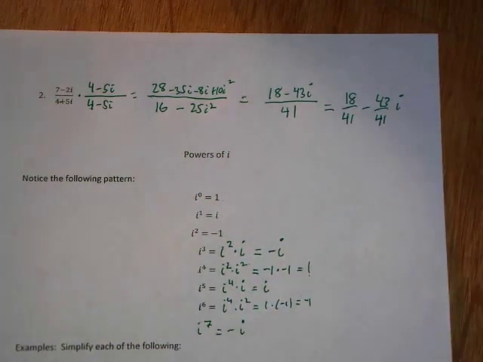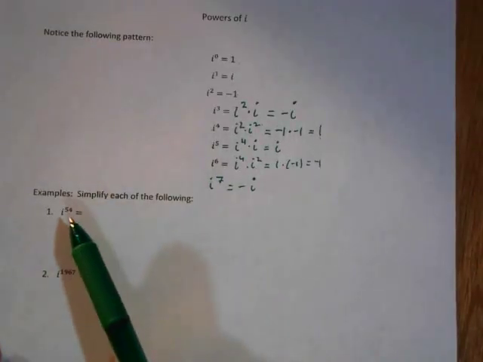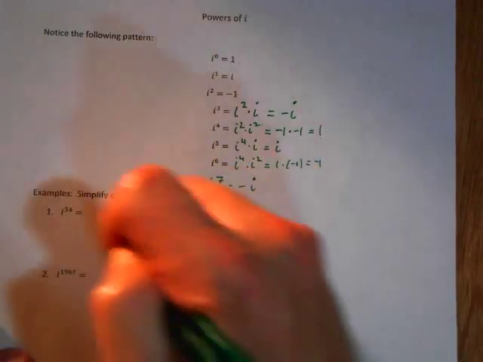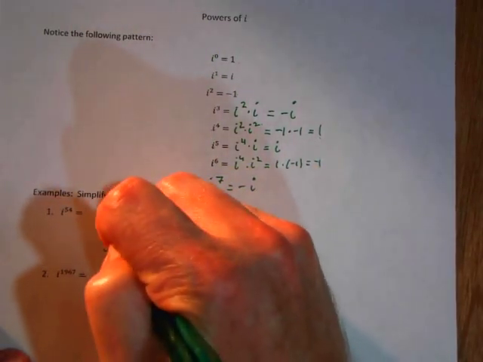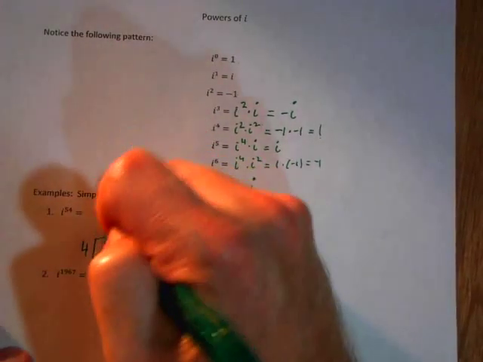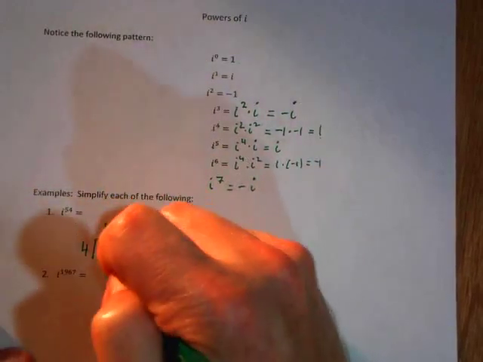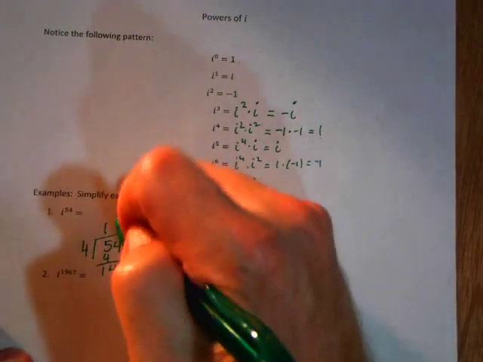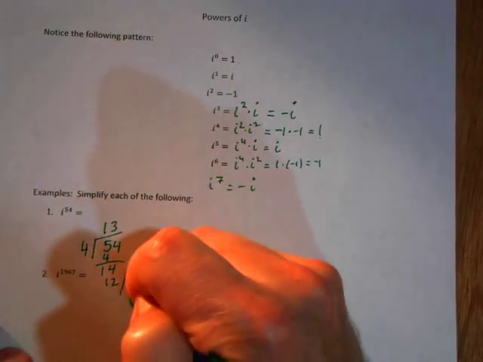So what if I asked you to do i to the 54th? Well, you're thinking I'm crazy. I'm not going to keep writing this down over and over and over again. The truth is you don't. What you do is you take 54 and you divide it by 4. I'm just going to do the old long division here. Put a 1 there. That's 4. That's 14. 3, 12, 2.